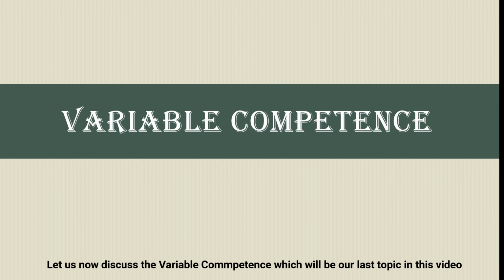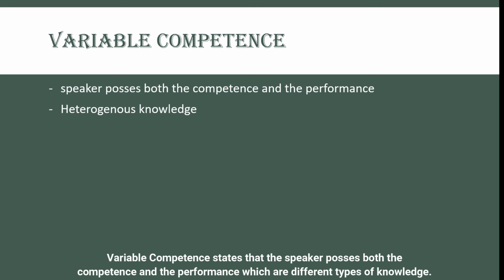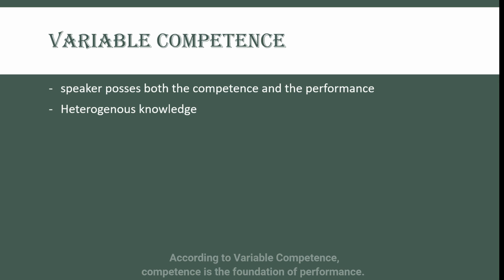Let us now discuss the variable competence, which will be our last topic in this video. Variable competence states that the speaker possesses both the competence and the performance, which are different types of knowledge. It negates the idea of Chomsky that there is a division between the competence and performance of the speaker. According to variable competence, competence is the foundation of performance.